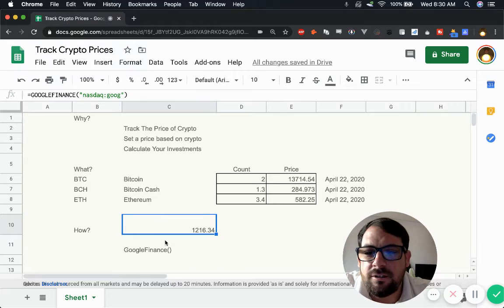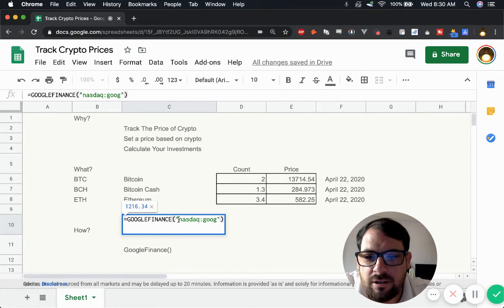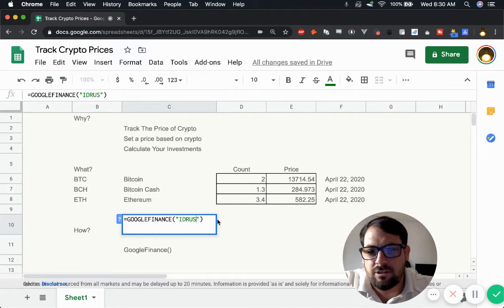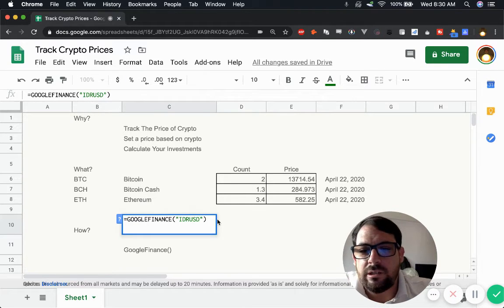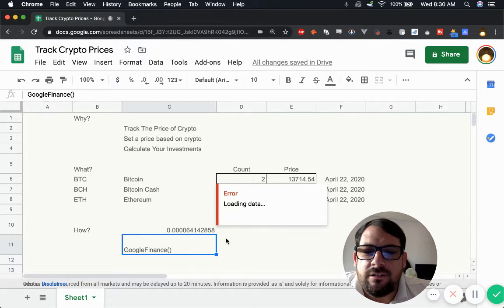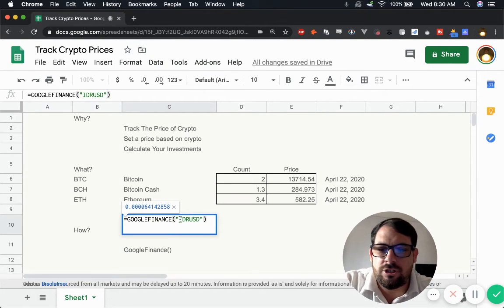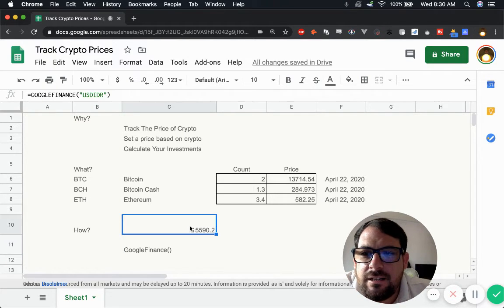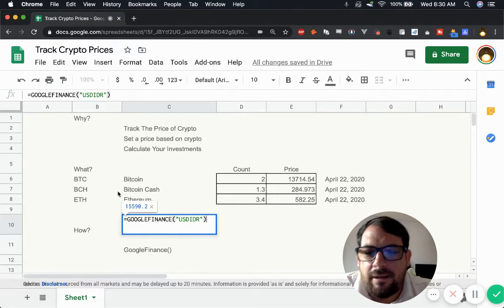And so very similar, we can find a currency. So IDR, I'm in Indonesia right now, IDR, USD. We don't need the colon for currencies. And it'll come out. Oh, we can also switch this. So that's IDR to USD. So one US dollar to IDR is 15,590. And so the same can be said about Bitcoin.